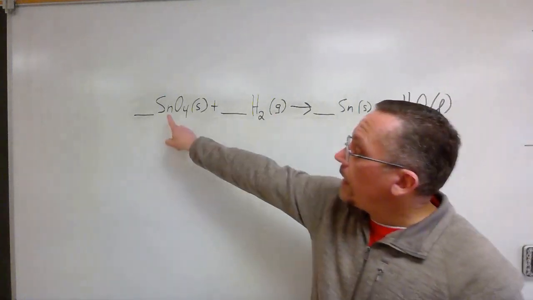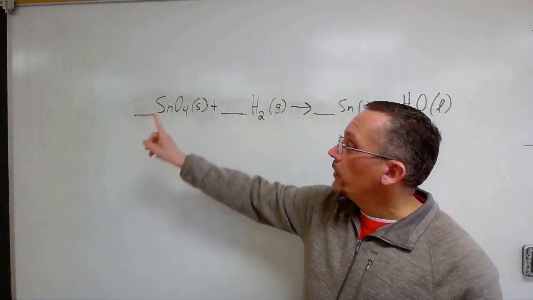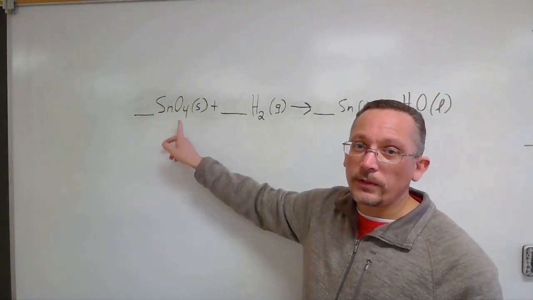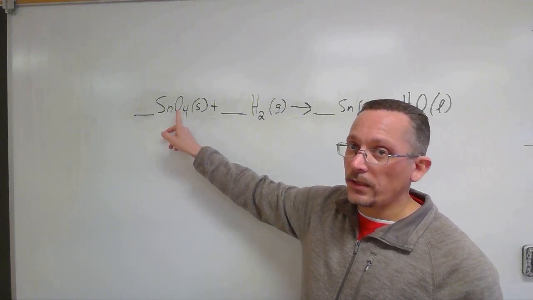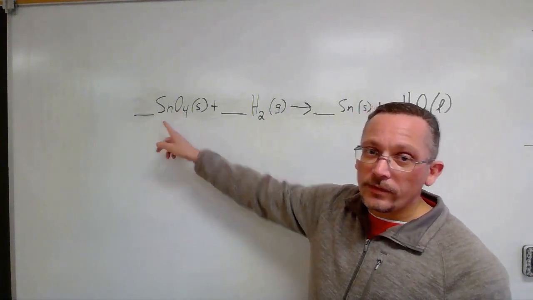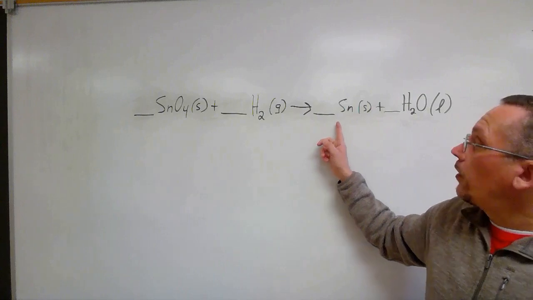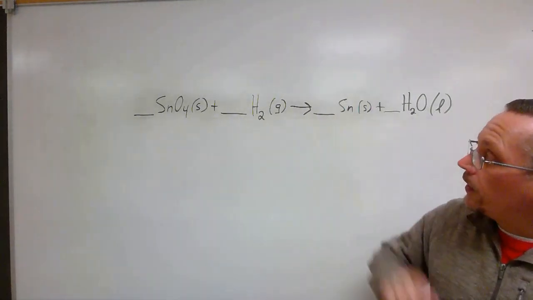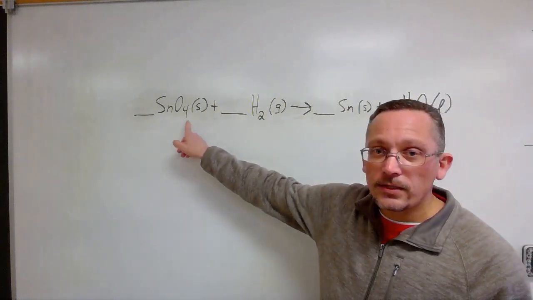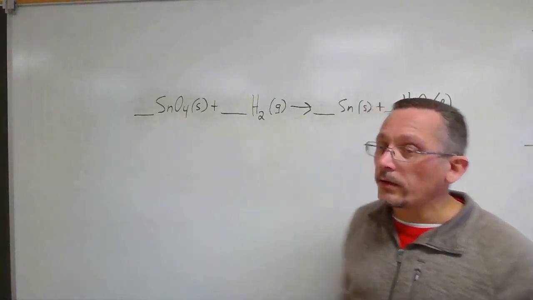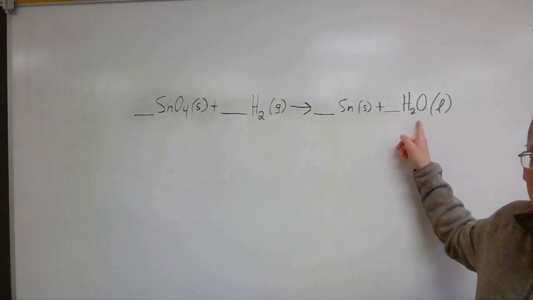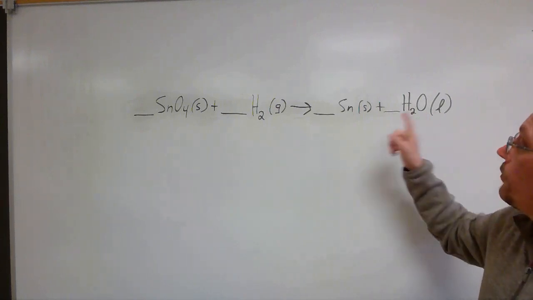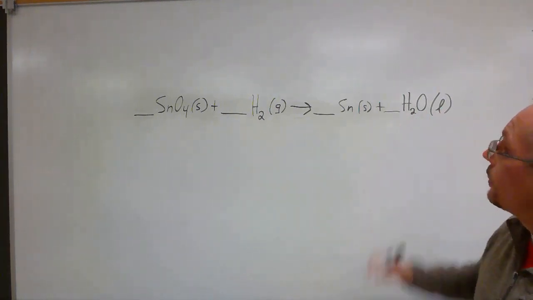So first let me look at the tin, Sn. You can see over here there's just one of them. Don't let the 4 confuse you, that's just on the oxygen. So there's just one tin over here, and on this side, there is also just one tin. So that's good. Okay. Let's move on and look at the oxygen. Here, there are 4. And over here, there is only 1. So let me put a 4 in front of the water.